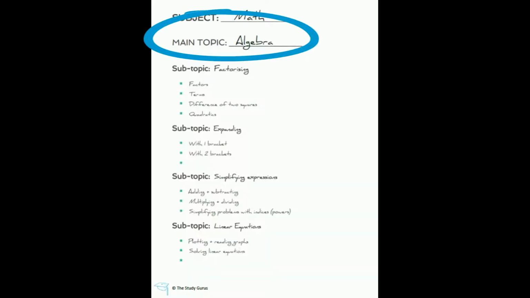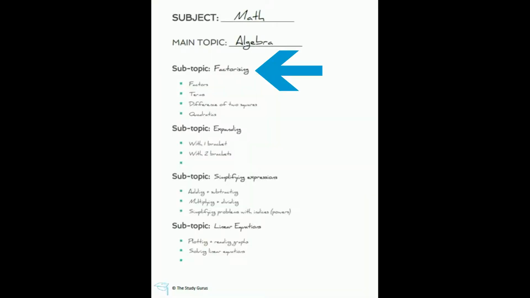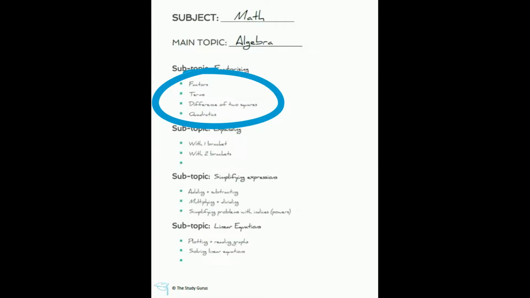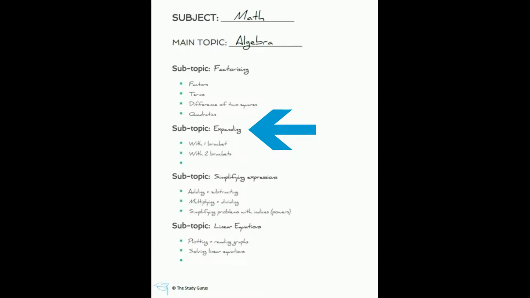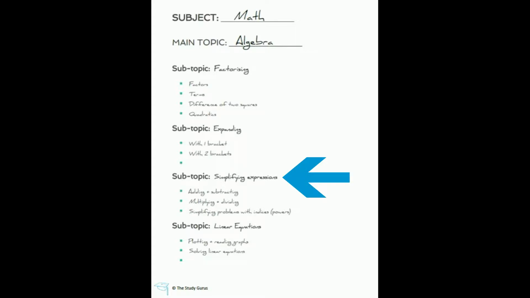So our first main topic that we're going to study for math is algebra. And the first subtopic that we're going to study within the main topic of algebra is factorizing. And under the subtopic of factorizing, we've listed the main key points that you need to make sure that your study covers off before the exam. The next subtopic we need to study is expanding. The third subtopic is simplifying expressions. And the fourth subtopic is linear equations.